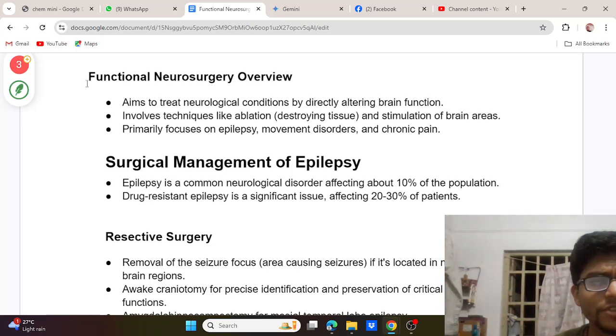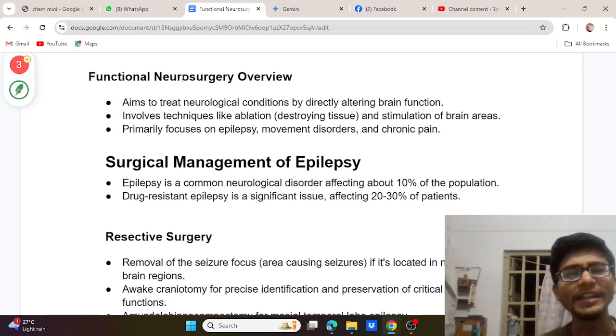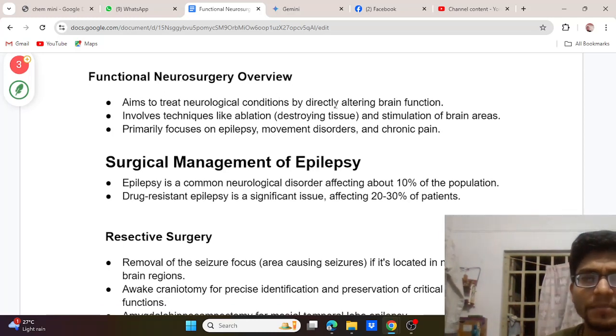So functional neurosurgery. Functional neurosurgery aims to treat neurological conditions by altering brain function. तो ब्रेन फंक्शन को अल्टर करके हम कोई कंडीशन को ट्रीट करेंगे, एंड इसमें टेक्निक यूज हो रहा है एब्लेशन, डिस्ट्रॉइंग टिश्यू and stimulation of brain areas.